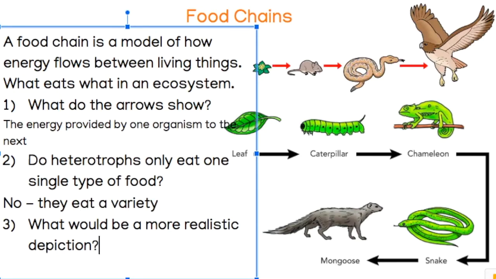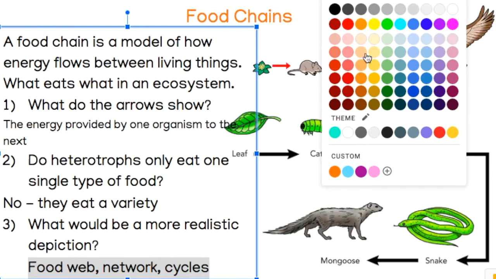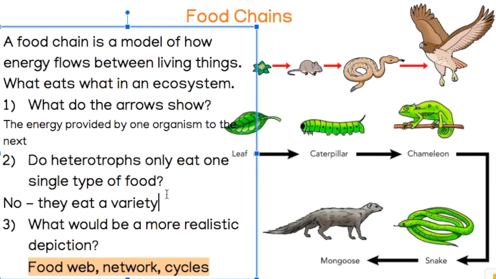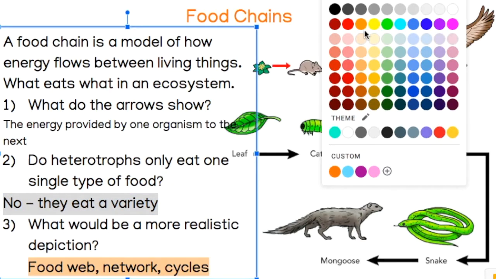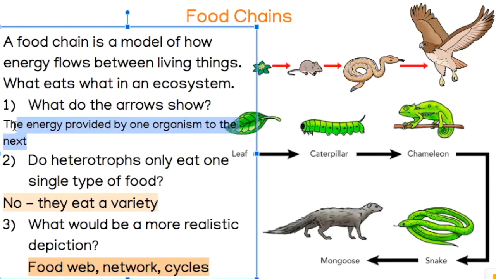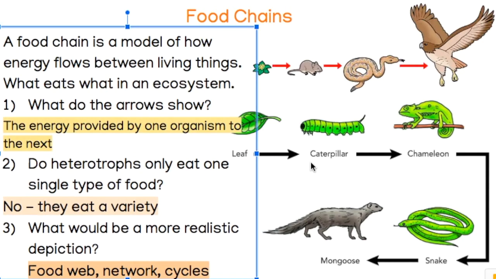And what would be a more realistic depiction? This would be called a food web, maybe a network, or some of you also said cycles. Those would all be good answers. If you need to pause to write these things down, let me put them in a different color so you can see where our answers are. And then we'll look at a food web in more detail. There you go. So pause here if you need to write those answers down.